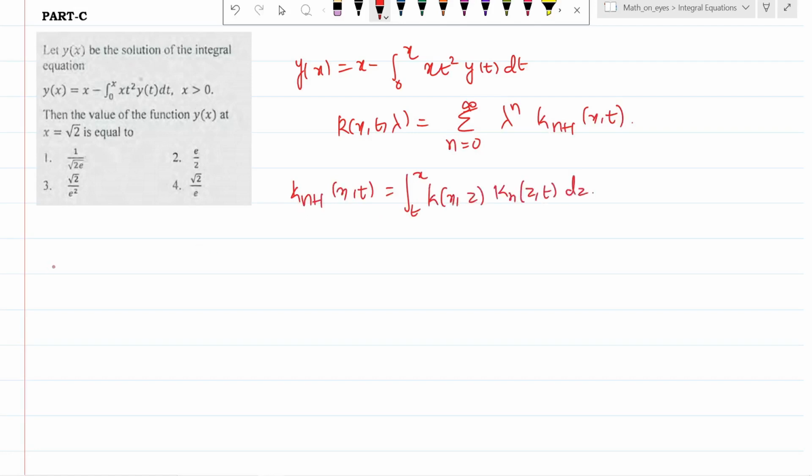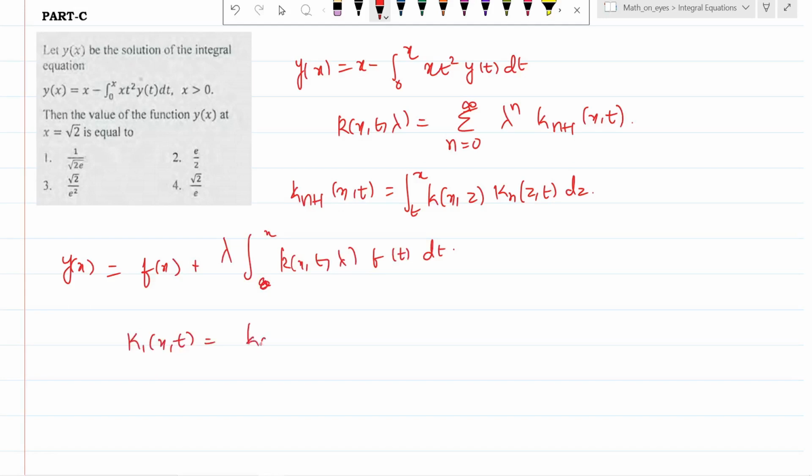And finally we get the solution y of x is equal to f of x plus lambda times integral a to x, that is here it is 0 to x, R of x comma t comma lambda into f of t into dt, will give you the solution. Now we will find one by one K1, K2 and all. K1 of x comma t is equal to K of x comma t, we get it as x t squared, and we have lambda is equal to minus 1.